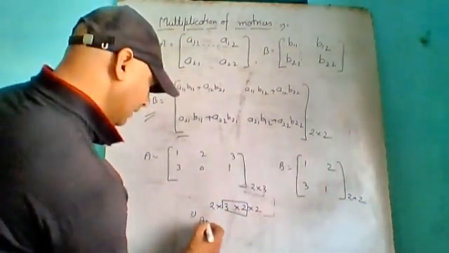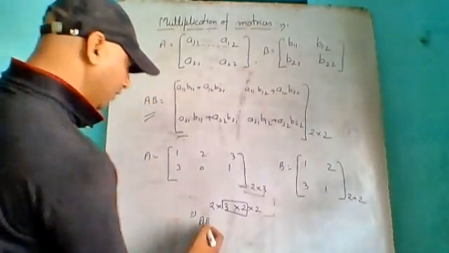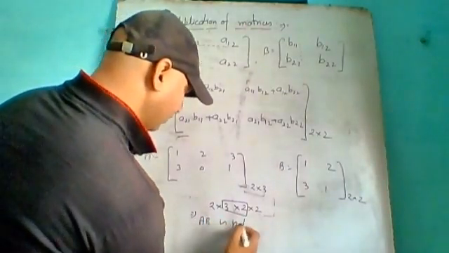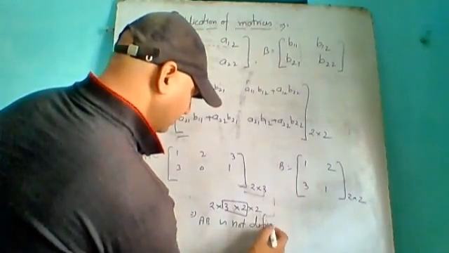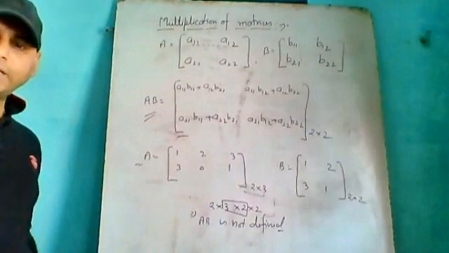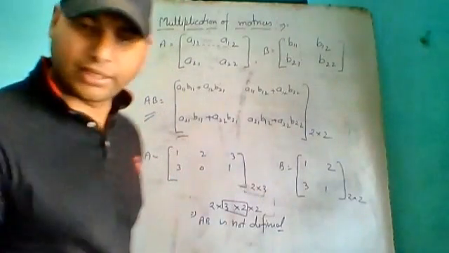It means A into B, the product of matrix A and B, is not defined. Correct? इस तरह से हम किसी को चेक करेंगे कि डिफाइंड होगा या नहीं होगा.